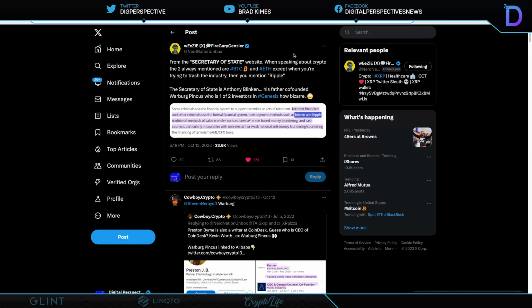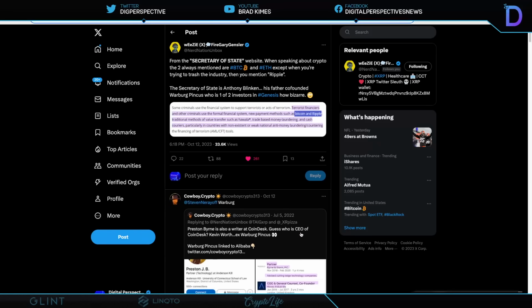On the Secretary of State website, when speaking about crypto, the two always mentioned are Bitcoin and Ethereum, except when you're trying to trash the industry, then you mention Ripple. The Secretary of State, Anthony Blinken, his father co-founded Warburg Pincus, which is one of two investors in Genesis. How bizarre. And Crypto Cowboy comes in underneath here and says, Preston Byrne is also a writer for CoinDesk.